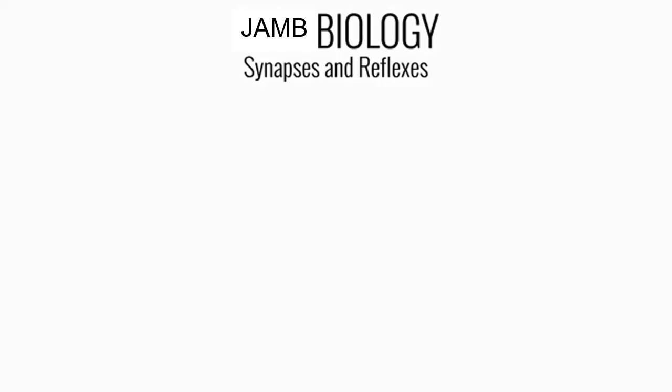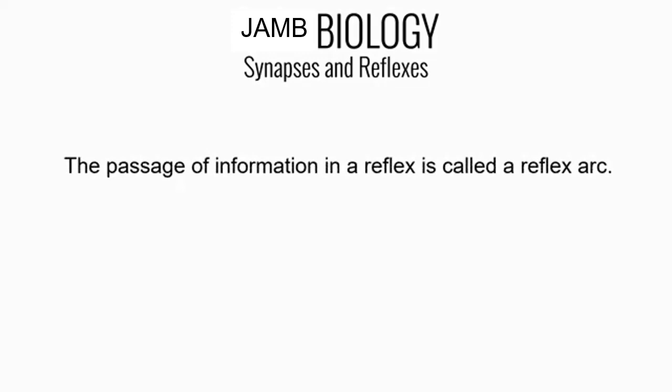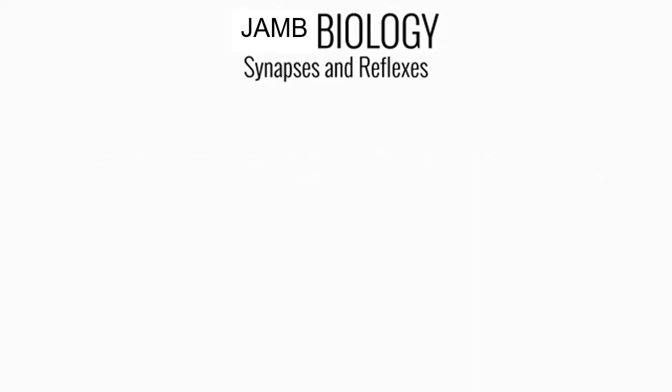Also, if you get a shock, your body releases the hormone adrenaline automatically. It doesn't wait for you to decide that you are shocked. The passage of information in a reflex is called a reflex arc. So the neurons in the arc go through the spinal cord or through an unconscious part of the brain.